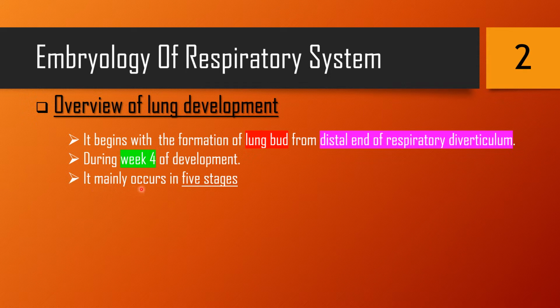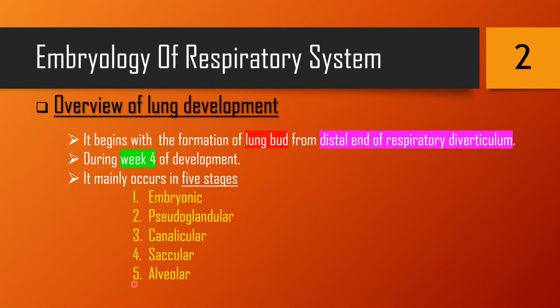Lung development mainly occurs in 5 stages. First one is the embryonic, second one is the pseudoglandular, third one is the canalicular, fourth one is the saccular, and fifth one is the alveolar. You can remember these 5 stages by a mnemonic. Every pulmonologist can see alveoli.